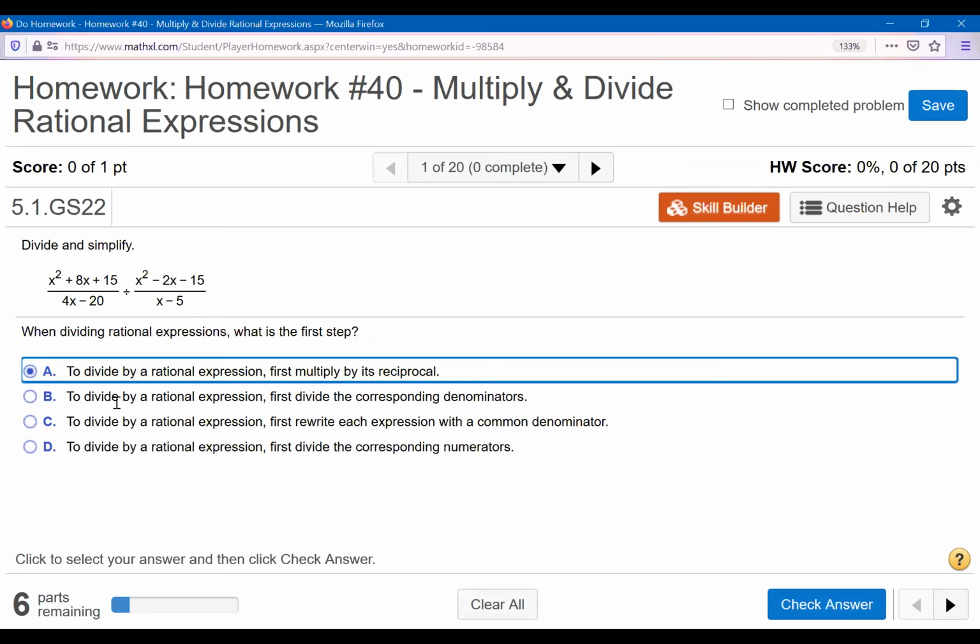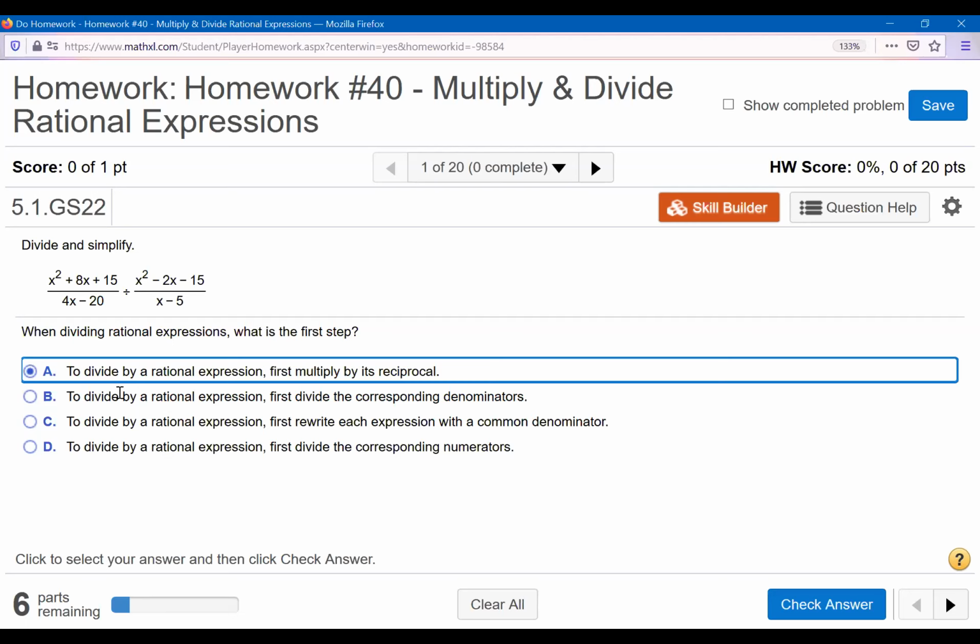Choice B says, to divide by a rational expression, first divide the corresponding denominators. Nope. Choice C, first rewrite each expression with a common denominator. No, that's for adding and subtracting, which we're not doing right now. To divide by a rational expression, first divide the corresponding numerators. Nope, so it's choice A for me. Yours might be different. Multiply by the reciprocal is that key phrase. Keep, change, flip, in other words.